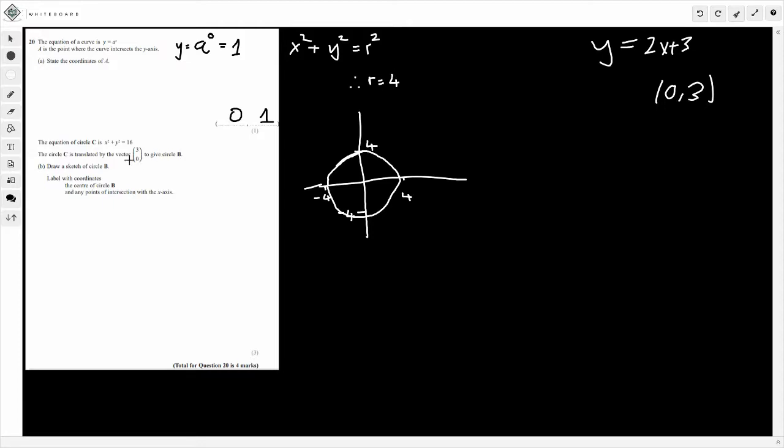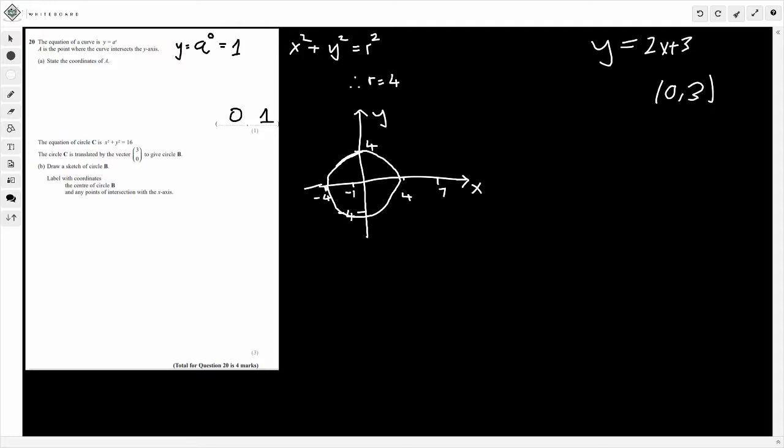But now it's translated by the vector 3, 0. So what does that mean? Well, it means it's a horizontal shift 3 units to the right. When it's written in this vector form, we don't do the opposite, so it's just 3 units to the right. So if it's cutting through minus 4 here, that means it's going to go to minus 1. And if it's cutting through at 4 here, that means it's going to go through 7 there on the x-axis.